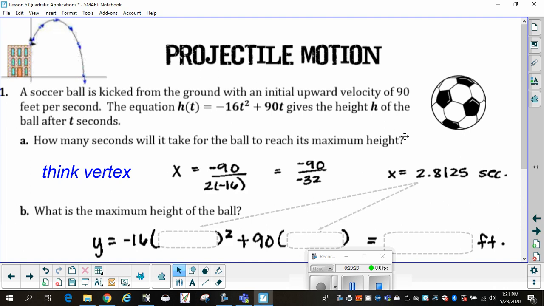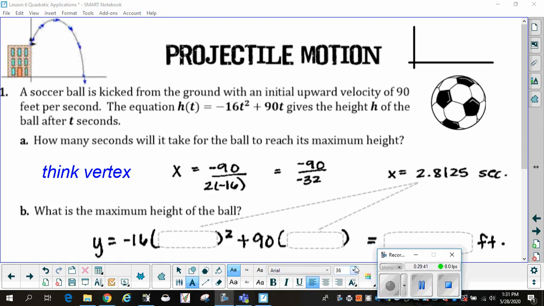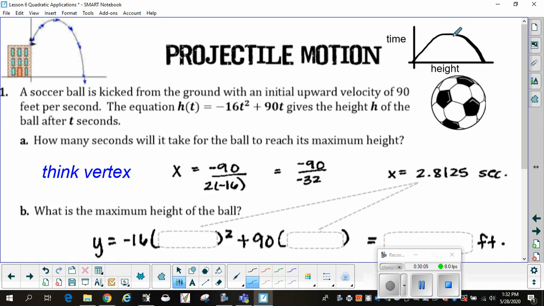Now, what is the maximum height of the ball? Well, remember, when we do this, here's our height, and here's our time. What we're doing is we're looking at our graph and our ball, which went up, and here it's at its highest point. This is the vertex. So I found the x value, negative b over 2a.